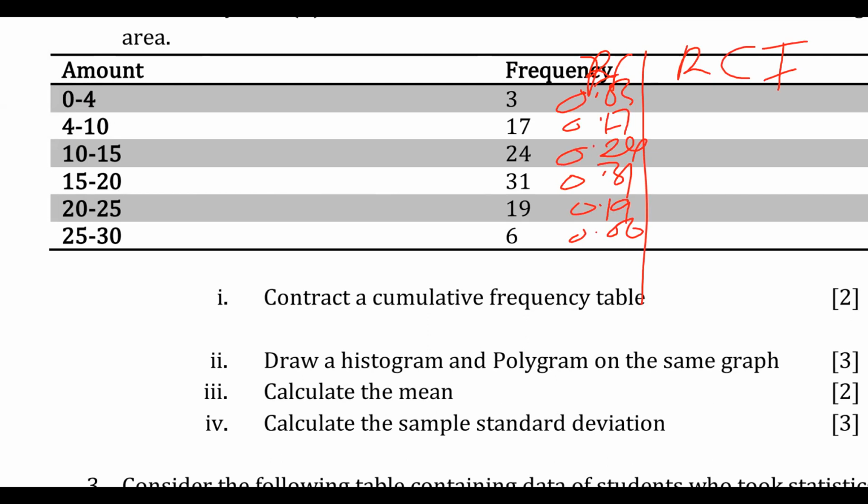So you start with 0.03. Then 0.03 plus 0.17 is 0.20. And 0.2 plus 0.24, what do you get? 0.44.